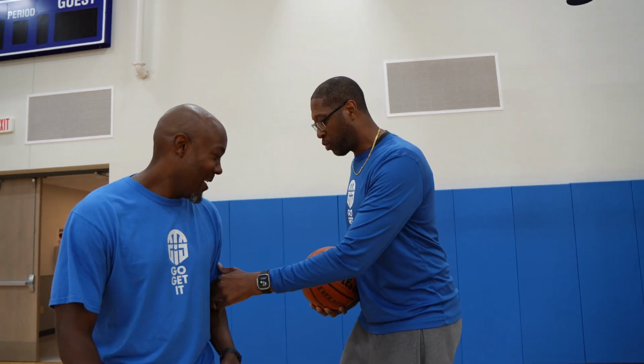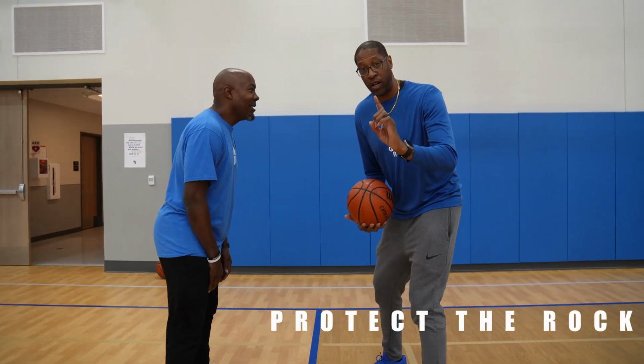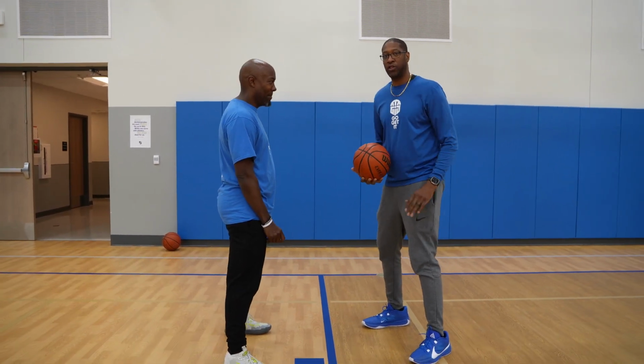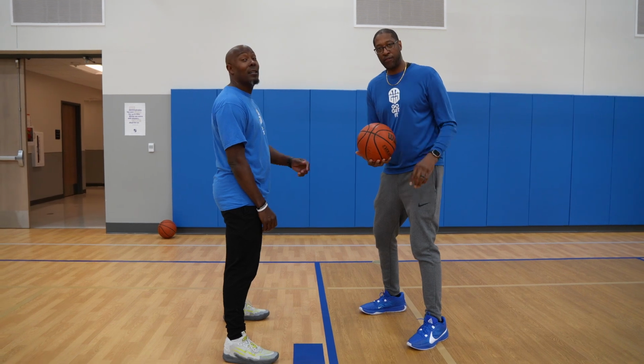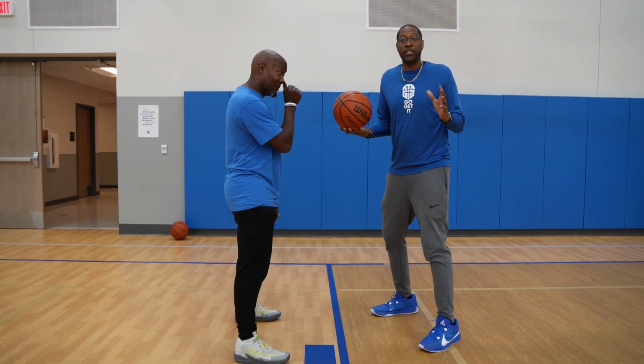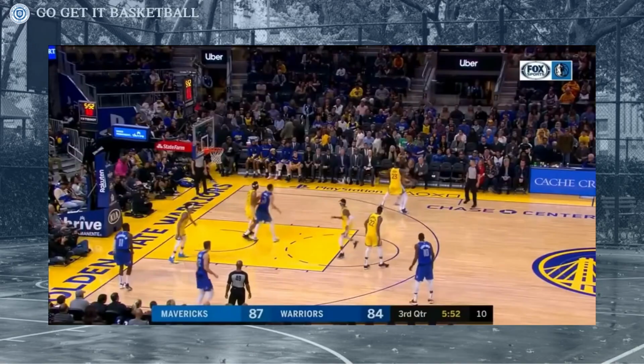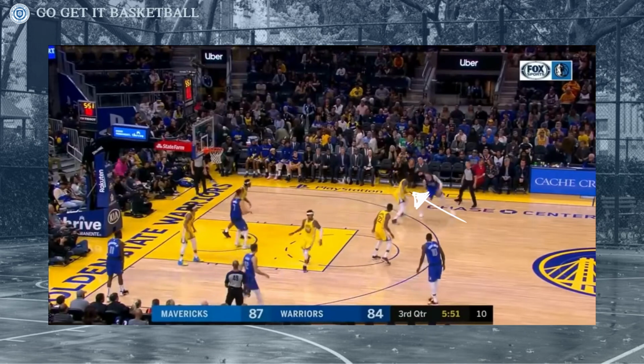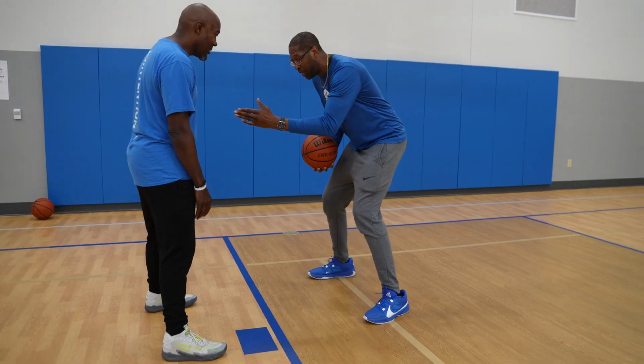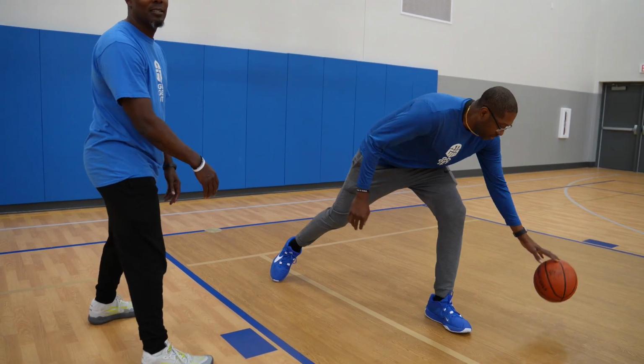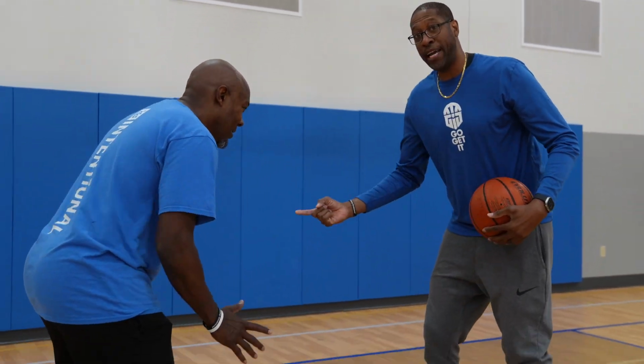One of the common problems with a crossover is it's such a common move that everybody wants to use it every time. So if a defender is right in front of me, rule number one is to protect the rock on offense. So always remember that. Rule number one on offense is to protect the rock. How do I protect the rock? With my body, with my arms, which is a part of my body. If a defender is level to me, why would I cross over? You understand? So the goal is to bait the defender.